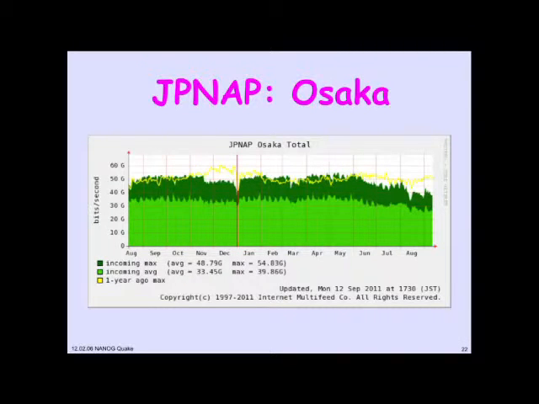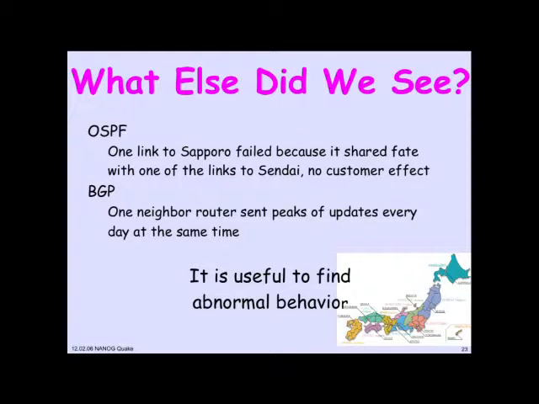Same story. What else did we see? We saw one link past Sendai all the way up to Sapporo, on the island at the north end, Hokkaido, went down because it was shared fate, the same duct as Sendai. But there were other links, no customer effect. When we looked inside the BGP neighbor, we found one of their routers was doing an entire BGP reset for all their sessions once a day, and they hadn't noticed it. They cleared that up. So it's useful to look at routing.